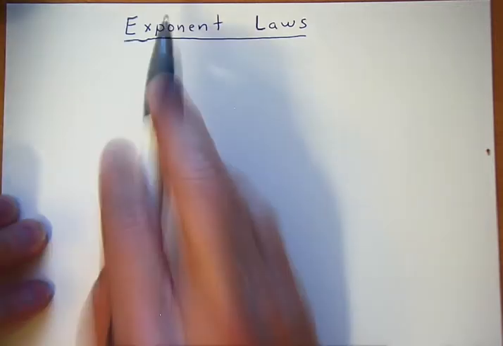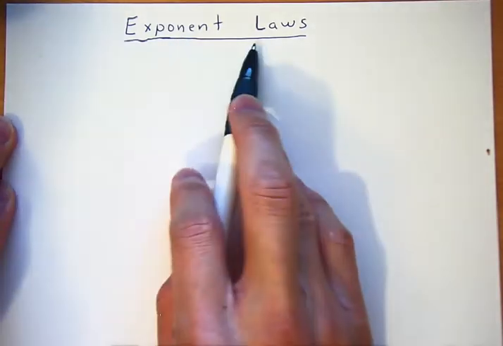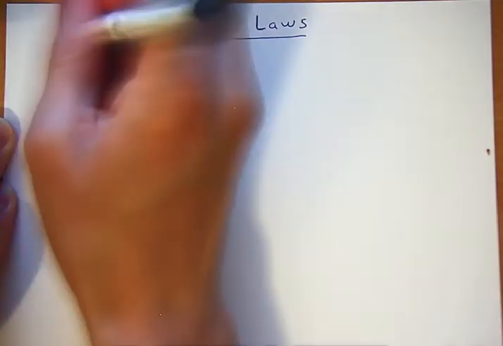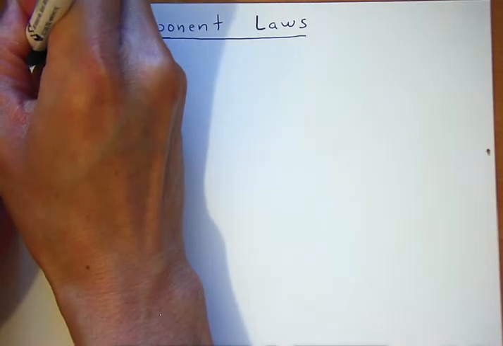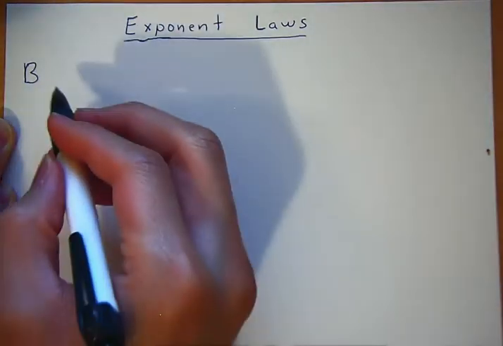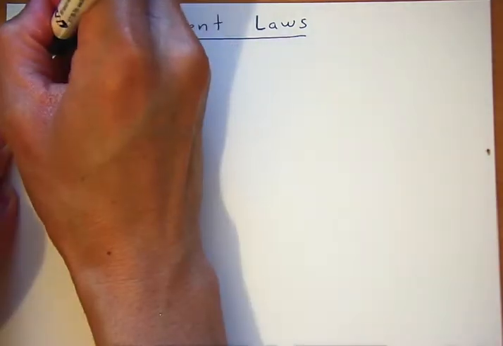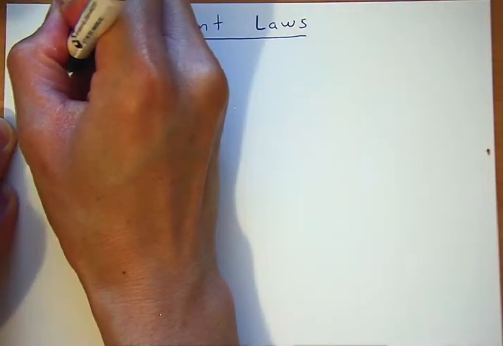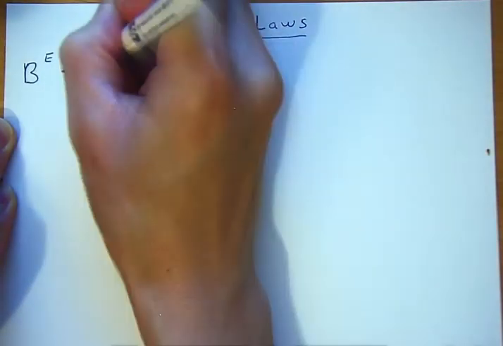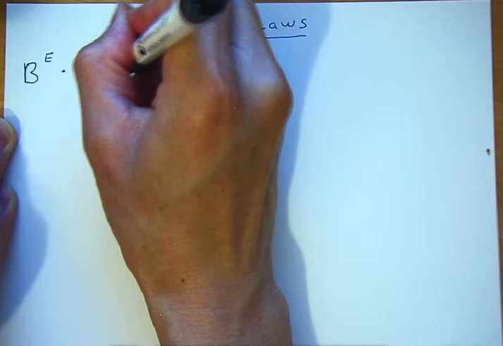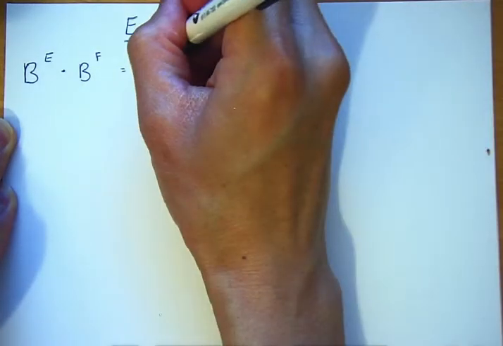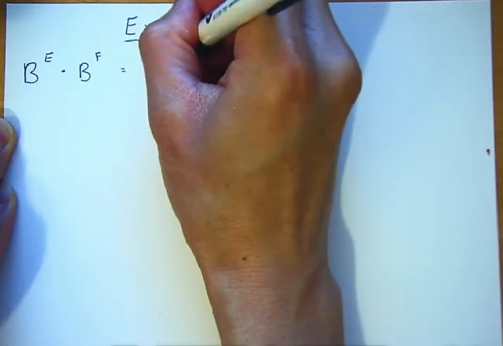This video is on the laws of exponents. The first law of exponents is if you have a base b with an exponent e multiplied by a base b to the exponent f, this is the same as base b with an exponent equal to e plus f.